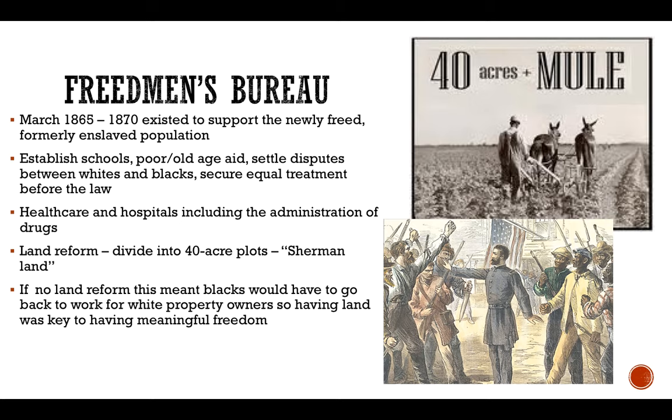Land reform was a huge part of what the Freedmen's Bureau was involved in as well, and they had this program they called Sherman Land, and it was to divide into 40-acre plots. So the 40 acres and a mule kind of thing that you've probably heard about. The idea was to give people plots of land that they could farm for themselves so that they could become self-sustainable. Without land reform, this would mean that African Americans would have to go back to work for white property owners. So having land was key to meaningful freedom.